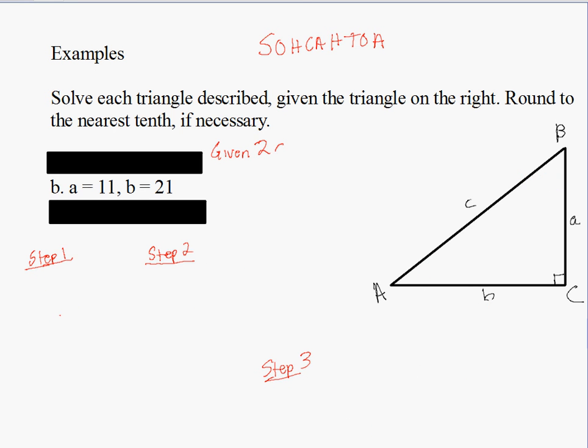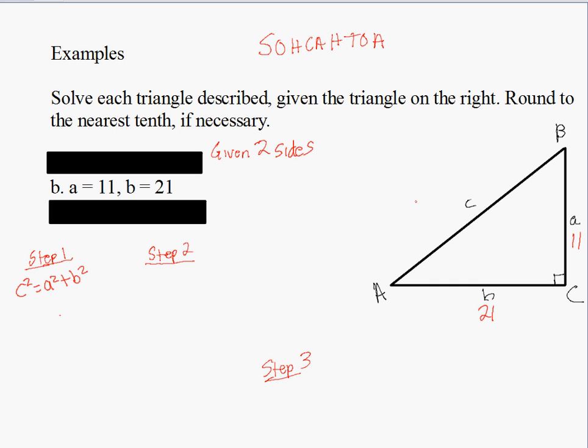Okay. I'm going to speed up a little bit here. For B, I'm given two sides. So I know A is 11. I know B is 21. And so step 1 is I have to find that third side. So I have to use C squared equals A squared plus B squared.